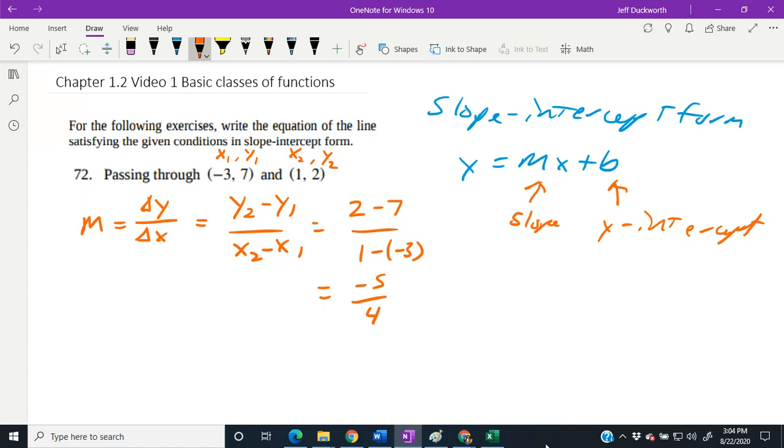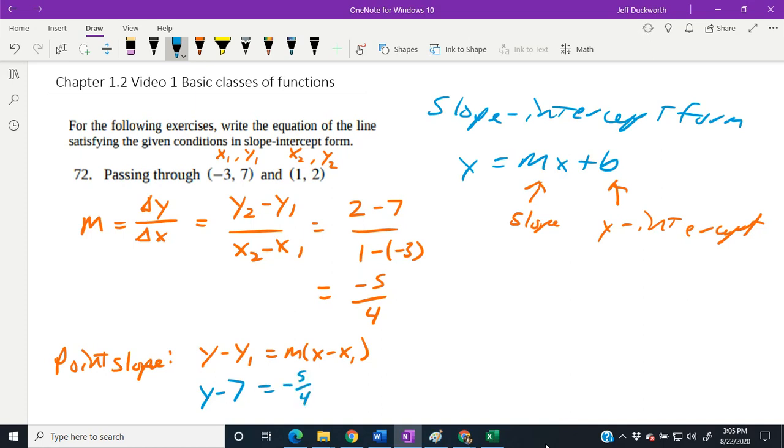Then we use what is known as point-slope form. And point-slope is y minus y1 equals m times x minus x1. And then we'll distribute through and put it into slope-intercept form. So in this case, go back to blue here. So I've got y minus, so we've chosen these to be the y1, so it'll be 7 equals our m, which is negative 5 over 4, times the quantity x minus a negative 3.